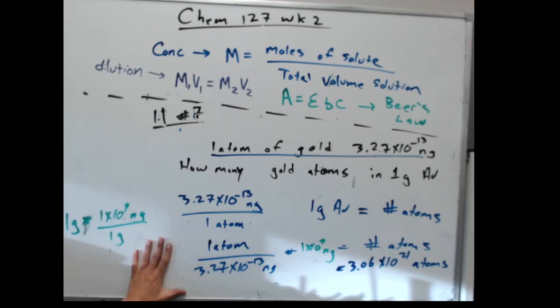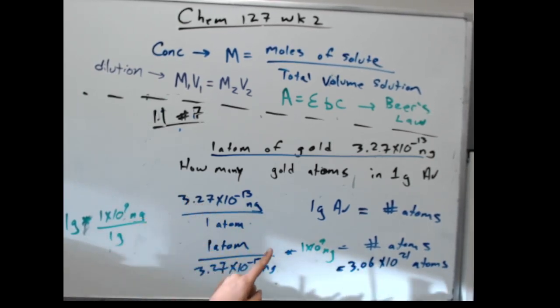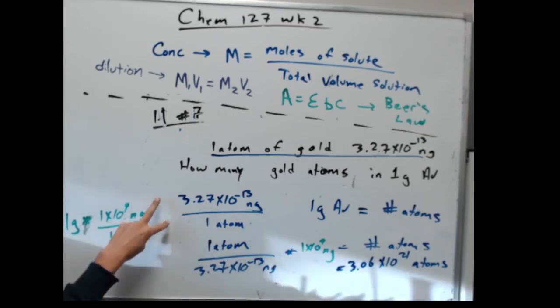So this one was mostly unit analysis, with this trick of being able to translate that sentence, 1 atom of gold has that number of grams, into a fraction.